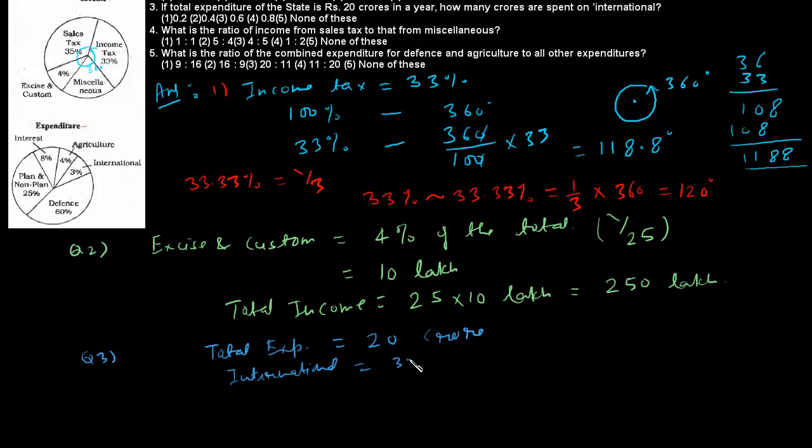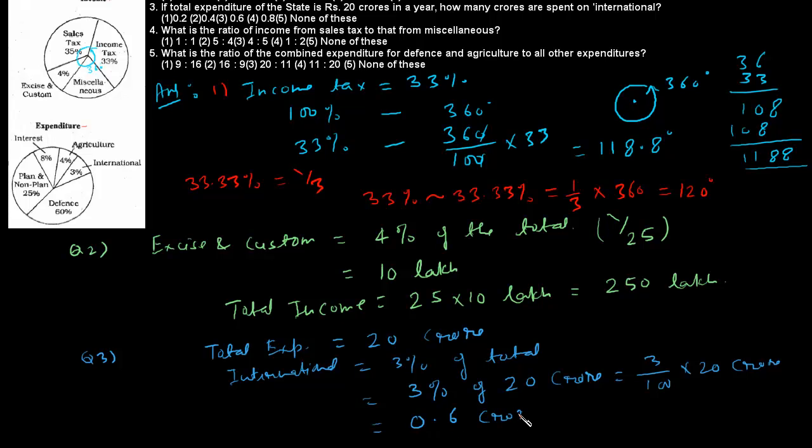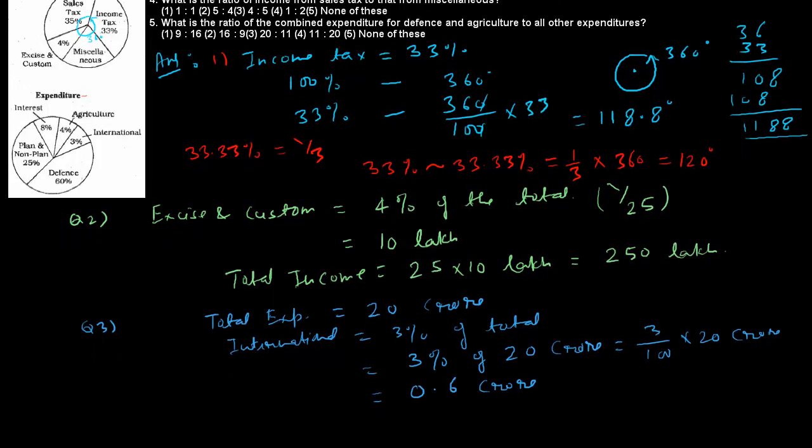So the international part is 3% of total. That is 3% of 20 crore. That is 3 by 100 into 20 crore. That is 60 by 100, or we can say 0.6 crore. So 0.6 crore is the international expenditure. That is option number 3. So for question number 3, option 3 is correct.